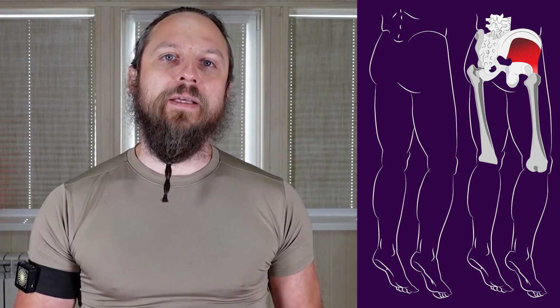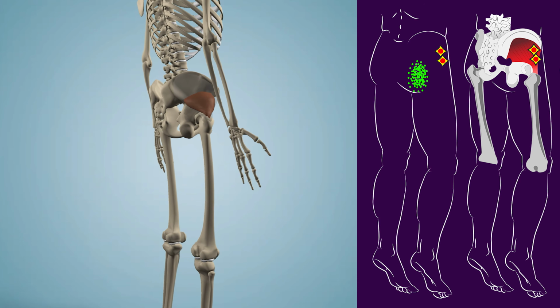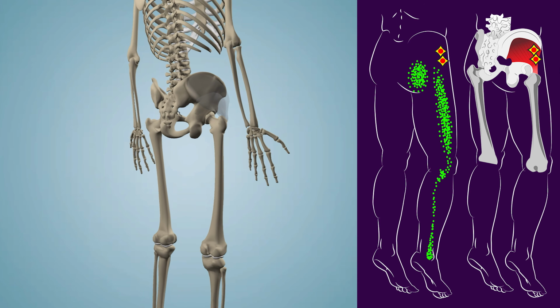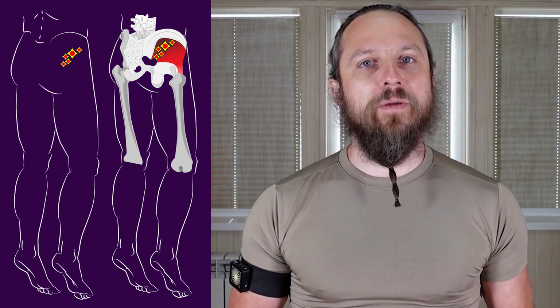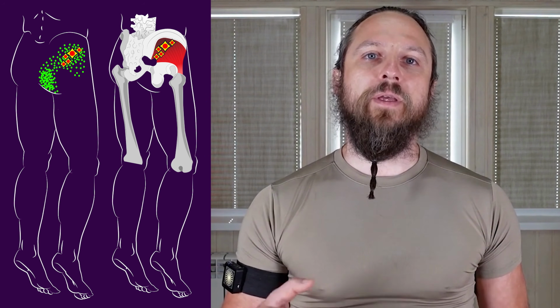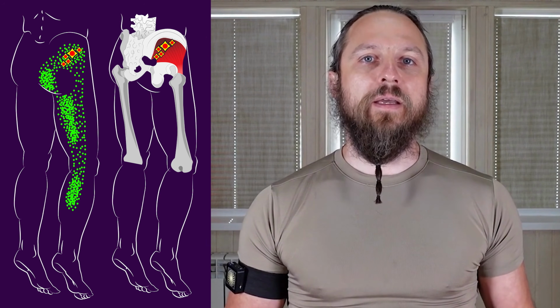Trigger points located in the anterior portion of the gluteus minimus muscle cause pain in the lower outer quadrant of the buttock, outer thigh, knee, and lower leg. Trigger points located in the posterior portion of the gluteus minimus muscle cause pain in the buttock, particularly in the lower inner quadrant, as well as in the posterior thigh, knee, and lower leg.